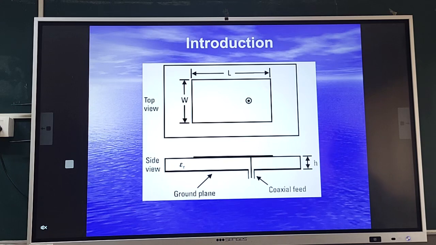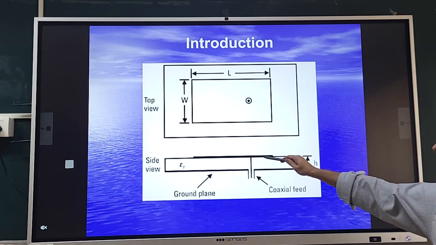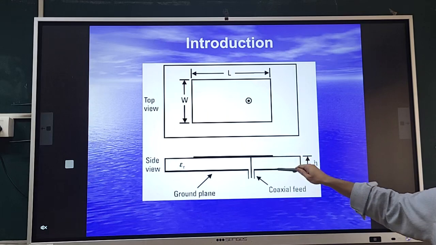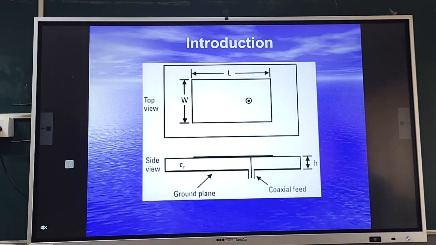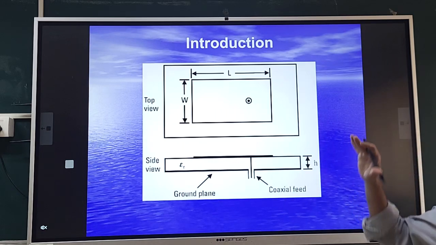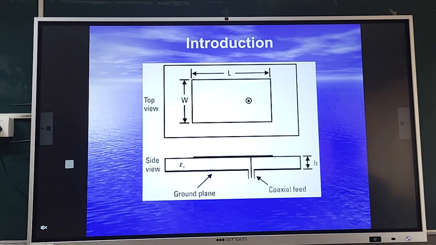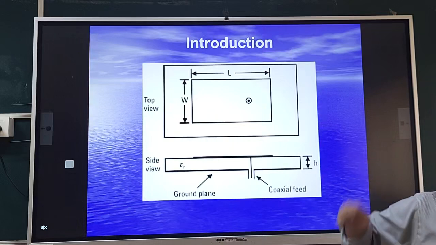Widely, we also use air as a substrate. What we do is suspend the patch in the air above the ground plane. So air is also used as a substrate. Air is the cheapest substrate and the most efficient. There are some other disadvantages of an air substrate that we will see later when we actually design a rectangular microstrip antenna. There you will come to know what the real problem is with air as a substrate. So air can be used.